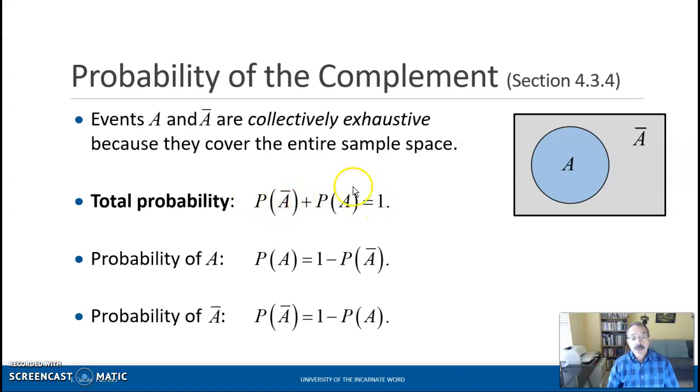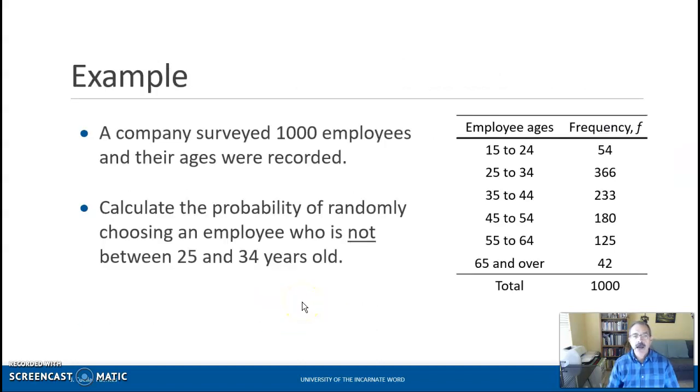So we can use this expression to find, for example, if you're given the probability of the complement, then you can find the probability of A by just taking 1 minus the probability of the complement. Or if you're given the probability of A, which is a more common situation, and you are asked for the probability of the complement, then you will do 1 minus the probability of the event A to get the probability of the complement. Here's an example to see how it works.